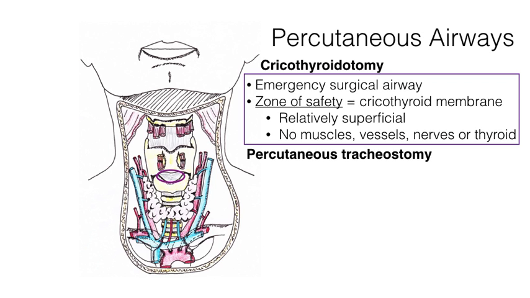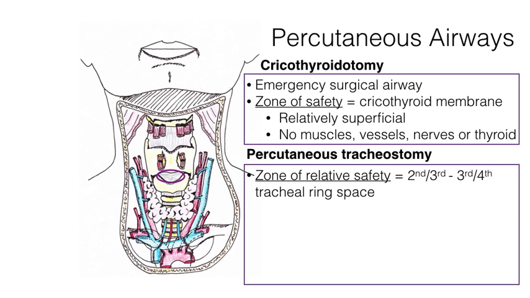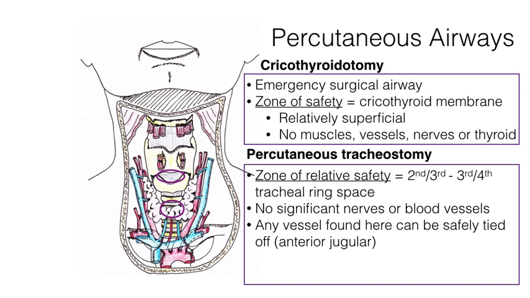Percutaneous tracheostomy is performed in the zone of relative safety. This is the space between the second and third tracheal ring, or the space between the third and fourth tracheal ring. There are no significant nerves or blood vessels in this area. Any vessel that you do come across can be safely tied off if necessary. It would usually be a branch of the anterior jugular vein.